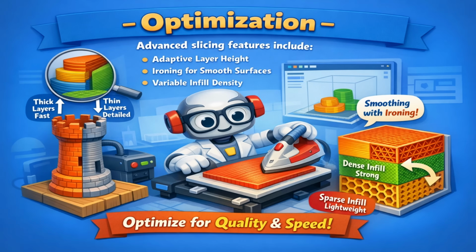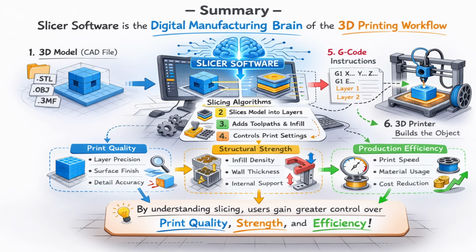Advanced slicing features include adaptive layer height, ironing for smoother top surfaces, and variable infill density. These features allow prints to be optimized for both quality and speed. Slicer software is essentially the digital manufacturing brain of the 3D printing workflow. By understanding how slicing algorithms work, users gain much greater control over print quality, structural strength, and production efficiency.